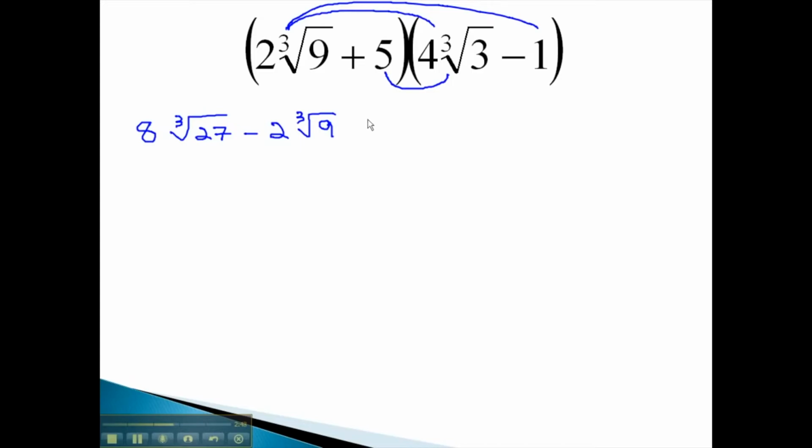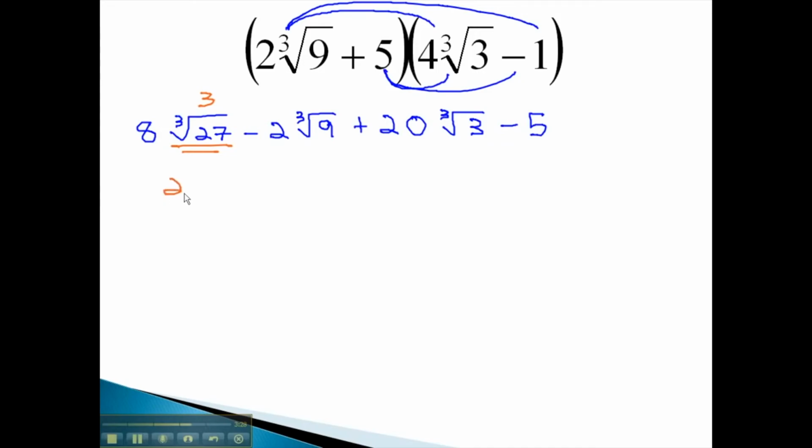5 times 4 cube root of 3, multiplying the coefficients, 5 times 4 is 20, cube root of 3, and finally 5 times negative 1 is negative 5. We again will make sure we can reduce as much as possible, and we can take the cube root of 27, which is 3. We could have also done that by finding 27's prime factorization, which is 3 cubed. Dividing the exponent by the index tells us one 3 would come out. The cube root of 9 does not simplify because 9 is 3 squared, and we can't divide that by the index of 3.